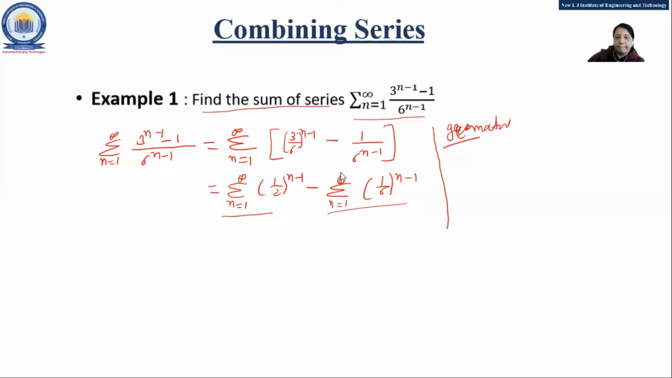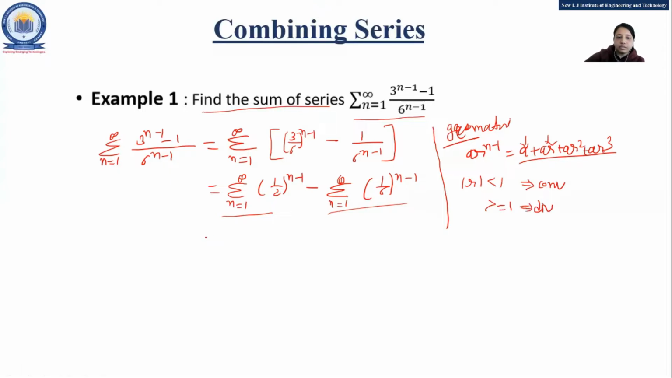Yes, that is nothing but A R raised to n minus 1. This is A plus AR plus AR square plus AR cube, and so on. For that we should know the values of A and R. If mod R is less than 1, we can say the series is convergent. This is for a geometric series. And if it is greater than or equal to 1, then it is divergent.